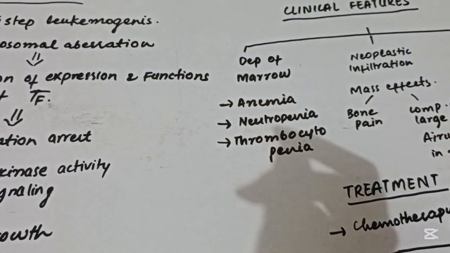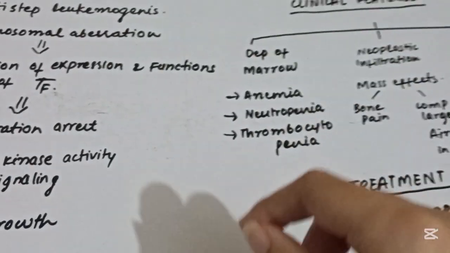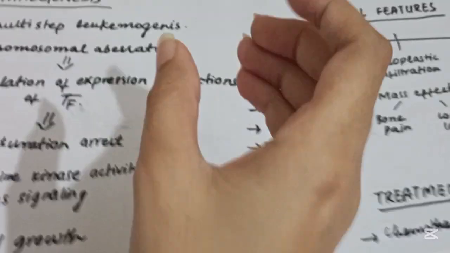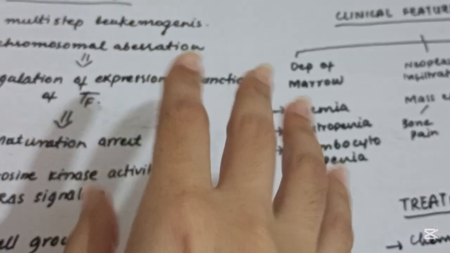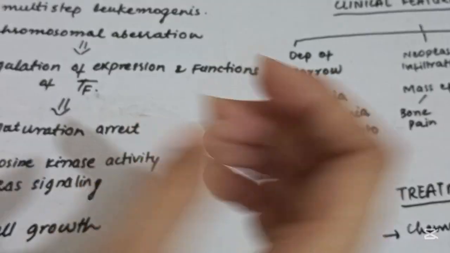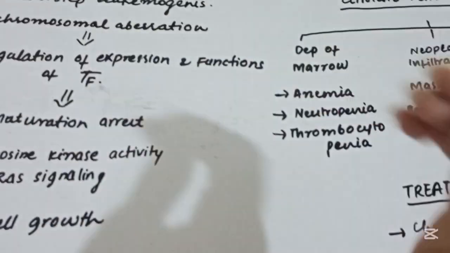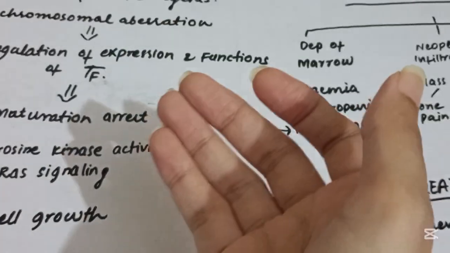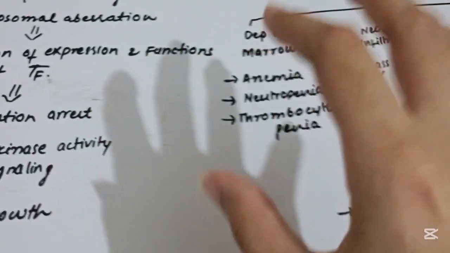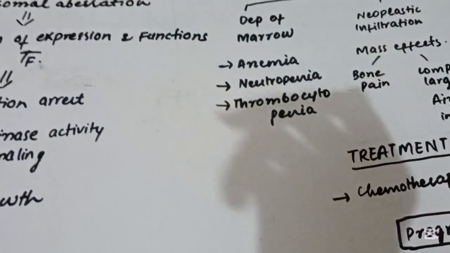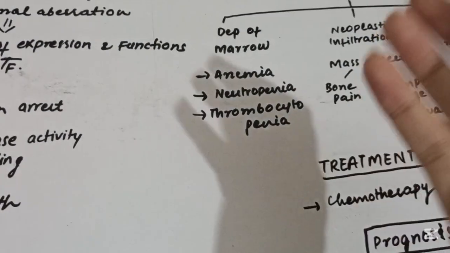Next is neoplastic infiltration or mass effects. The lymphoblasts are proliferating in the bone marrow, and as a result of their proliferation, they start to infiltrate the bone around them. As they are infiltrating, they are going to infiltrate the periosteum. And we have the symptom of bone pain.